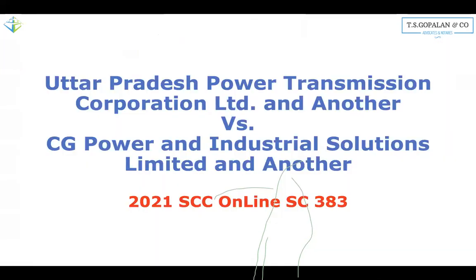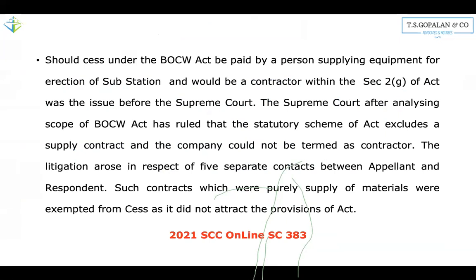We just thought about one on the BOCW Act. This is a question that came to the Supreme Court. The contractor had around 5 contracts with the electricity board, including supply of material, but also contracts to install the material that he's going to supply, or install the transformers, etc. But there were 5 different contracts, and the demand was made for BOCW cess on the entire 5 contracts. The Supreme Court has held that even though they are all linked, there are still 5 separate contracts. And if there is one contract only for supply of material, you don't need to pay cess on that. So on materials that are supplied, a cess need not be paid.